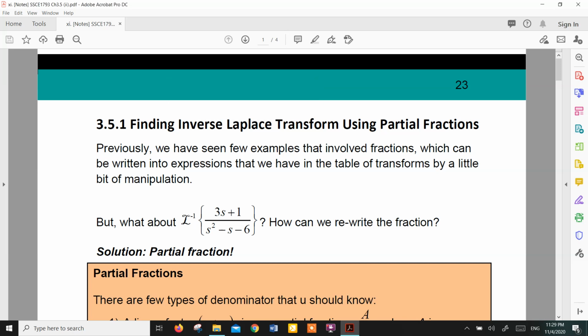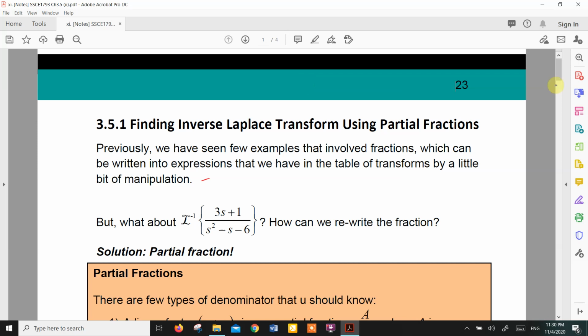Okay, now let's go to the inverse Laplace transform using partial fraction. Previously you have seen a few examples that involve fractions, which can be written into expressions that we have in the table of transforms by a little bit of manipulation, right?